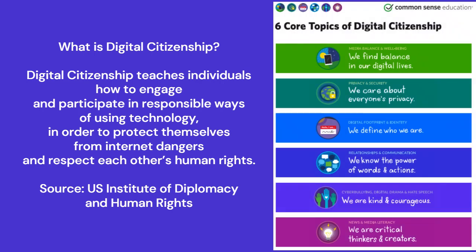You can see here from the U.S. Institute of Diplomacy and Human Rights, digital citizenship teaches individuals how to engage and participate in responsible ways of using technology in order to protect themselves from internet dangers and to respect each other's human rights. This is just one small aspect of the importance of digital citizenship.